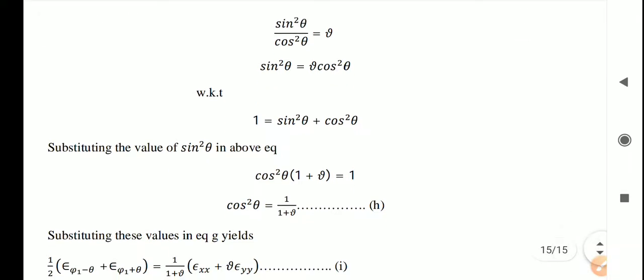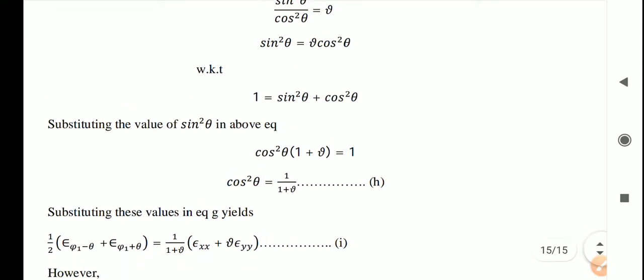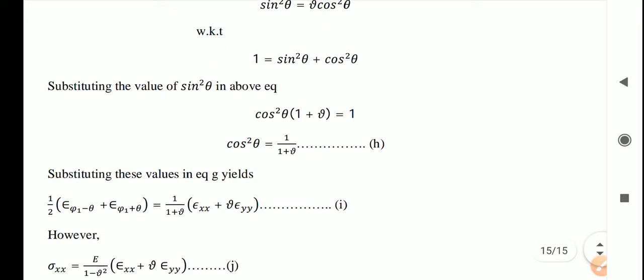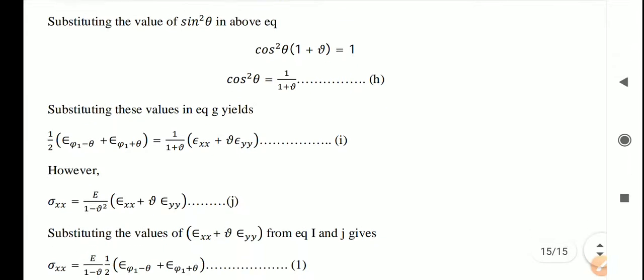You know that 1 is equal to sin square theta plus cos square theta. If you substitute this sin square theta, that is nu cos square theta, you are going to get the equation as cos square theta into 1 plus nu is equal to 1, and cos square theta is equal to 1 by 1 plus nu. This is the H equation.